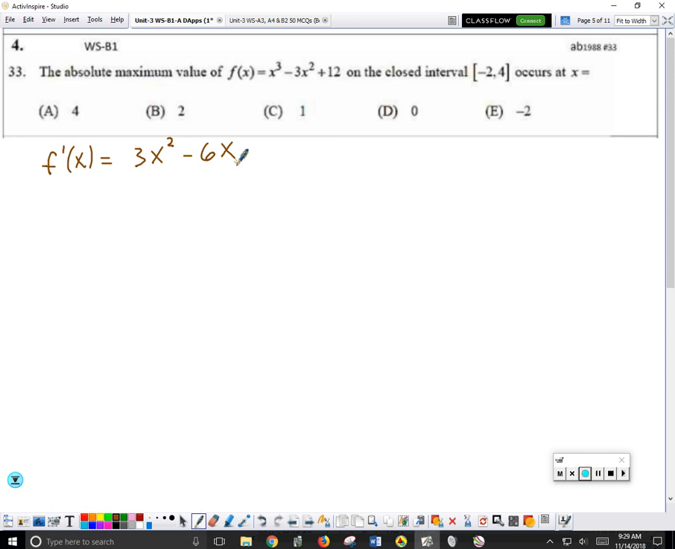I guess an exception to that would be we could try and use the method thinking of this as one big factor. That does work, but it's harder. So the more factored f prime is, the easier this method works.